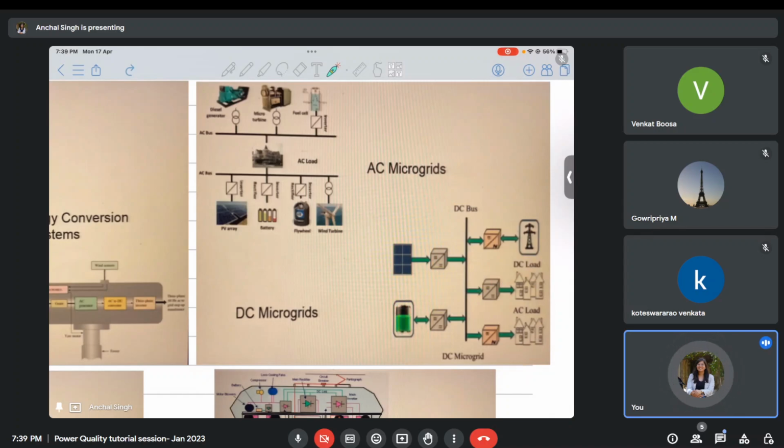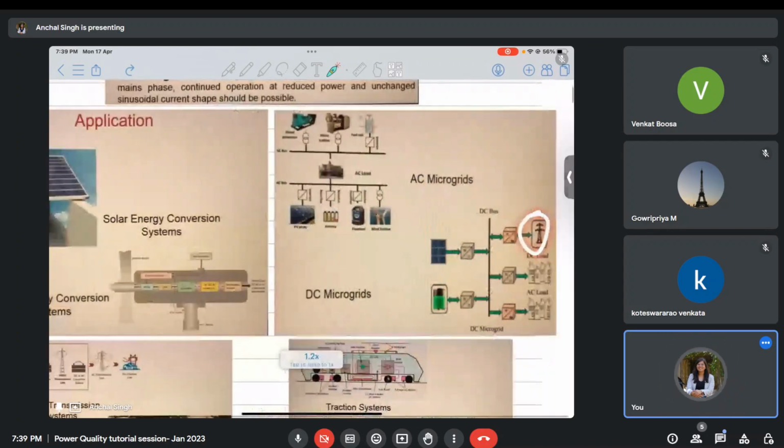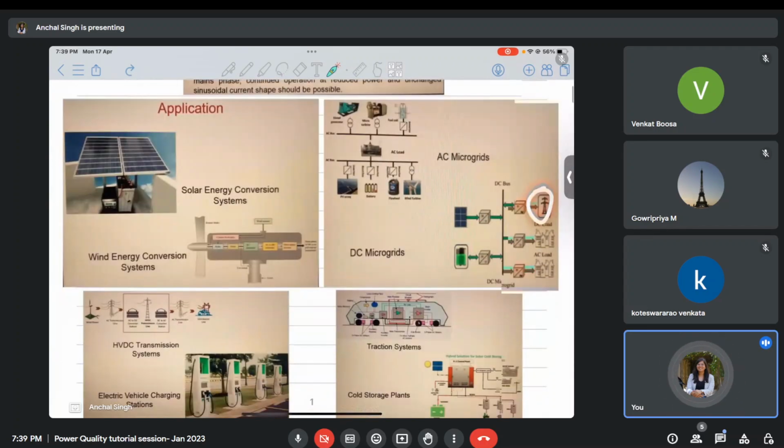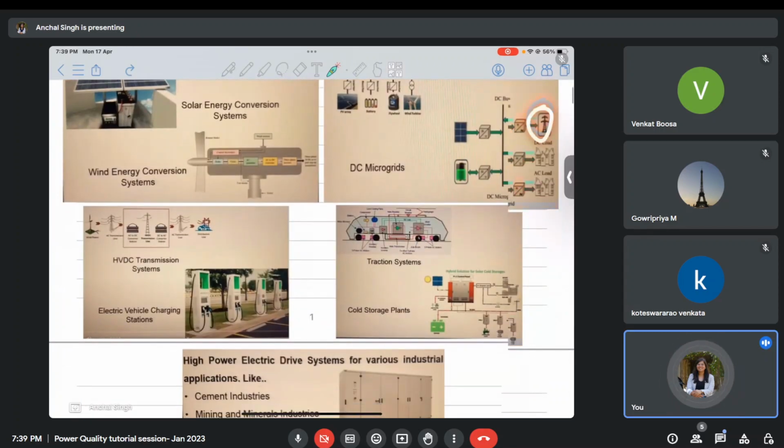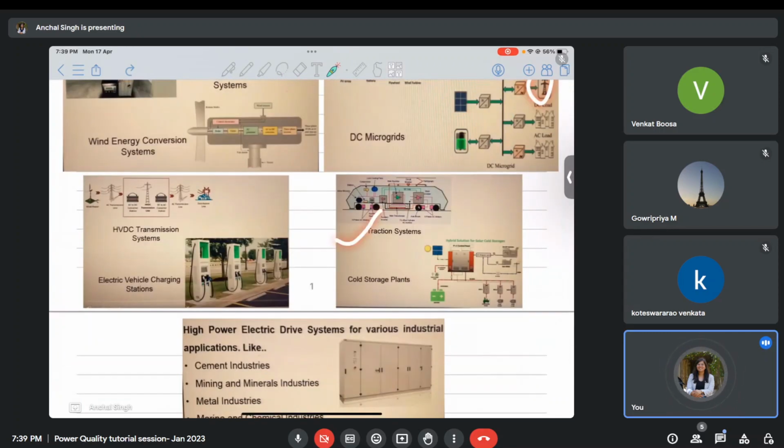And if there is surplus power, if my solar field is able to generate more than what the local people need, then I can give that power to the electrical grid back. Okay, so these are again three-phase converters. Then three-phase converters are used in traction systems, cold storage plants, HVDC system. Again, there is high power transmitted. So these are again three-phase converters.